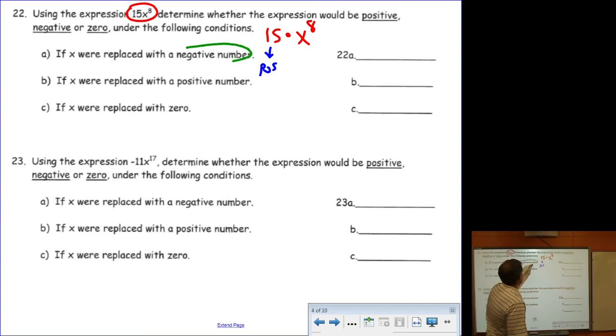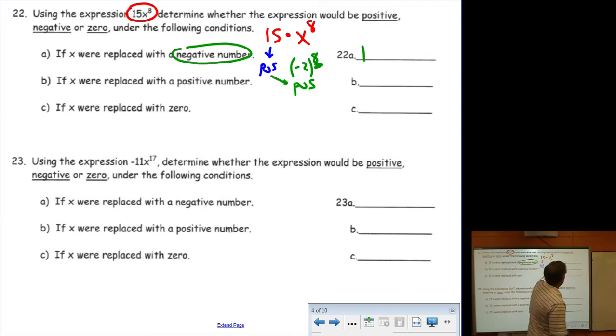When I put a negative number in, like say negative 2 to the 8th power, a negative number to an even exponent, we have learned, ends up being positive. Right? So this ends up being actually positive, and I have a positive times a positive, which of course would be positive.